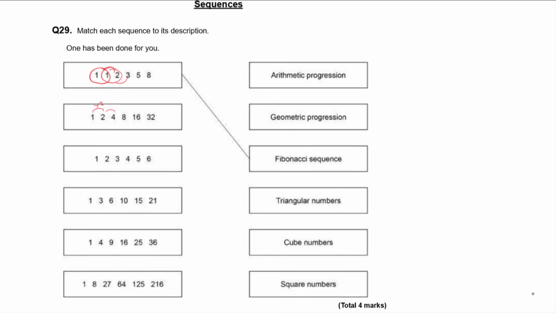So times 2 times 2 times 2, which makes it a geometric progression because that's the one that has a common ratio. 1, 2, 3, 4, 5, 6. That's just an arithmetic progression, isn't it? It's going up in ones each time. Plus 1, and so on. 1, 3, 6, 10, 15, 21. I recognize that sequence. It's the triangle numbers. Yeah, so you just have to recognize the patterns of those ones. 1, 4, 9, 16, 25, 36, that's the squares, and 1, 8, 27, 64, that's the cubes. Okay.